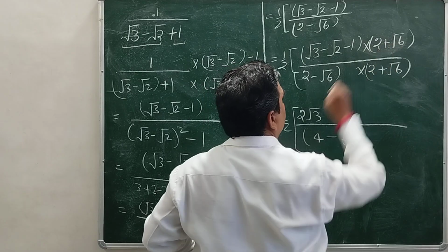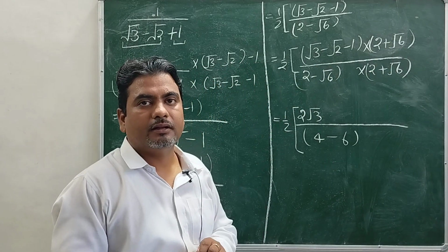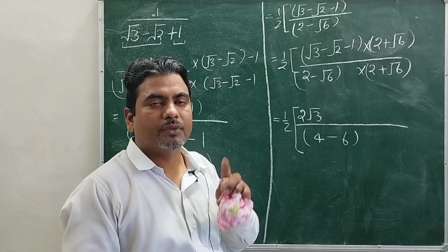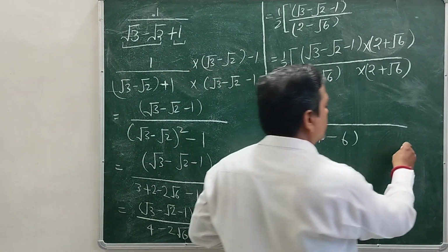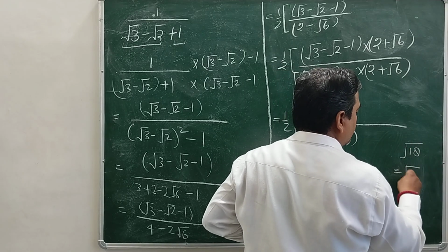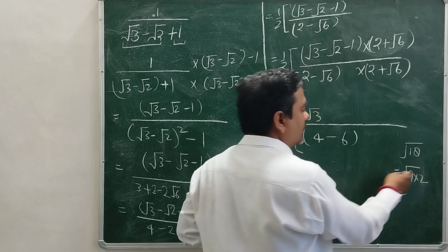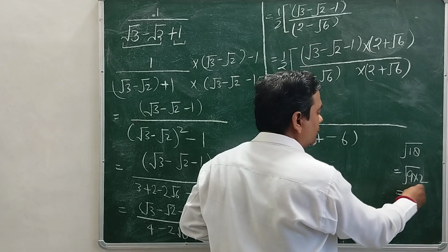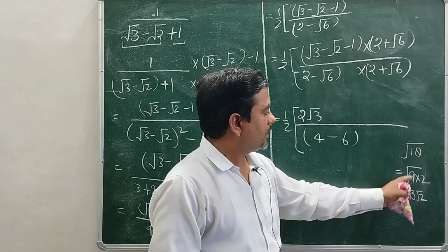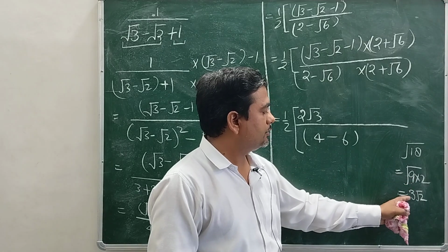Root 3 and root 6. So root 3 times root 6 is what? That is root 18. And root 18 means root 9 into 2. Okay, 9 into 2, it means like this one. So root 18 we can write as 9 into 2. And now 9 is a perfect square, we can take it out. That will be 3 root 2. Okay, so root 18 we can break into 9 into 2. 9 is a perfect square, take it out, and we get 3 root 2.